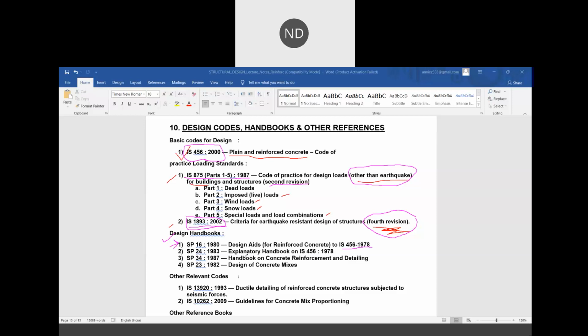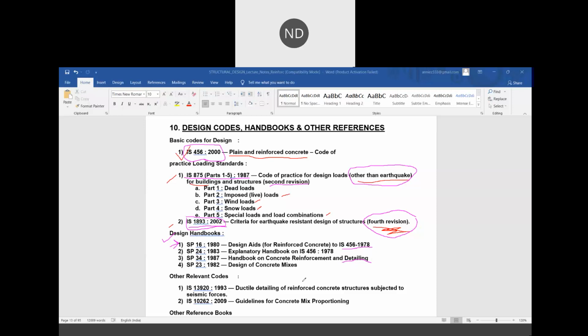Then we have one explanatory handbook on IS 456 1978, that is SP 24 1983. But basically we are going to use this SP 16 1980 for your purpose, IS 456, when we need it for RCC work. Then we have SP34 for concrete reinforcement and detailing. Then we have SP 23 1982 for the design of concrete mixes.